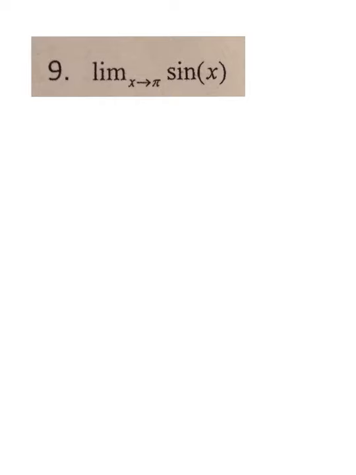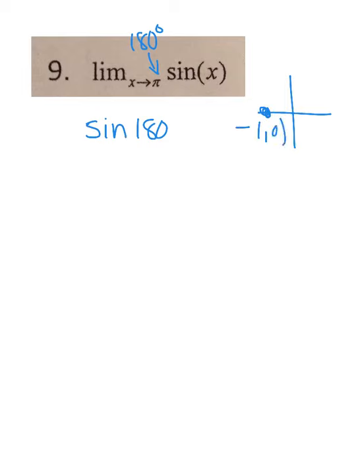All right, so then let's look at number 9. Okay, so remember what pi really is. Pi is really just 180 degrees, isn't it? Okay, so there we're looking for the limit as x approaches pi of the sine of x. So we are going to try to find the sine of 180 degrees. Now remember, 180 degrees is over here. The coordinates are -1, 0, and sine is the y value. So my answer would be 0.